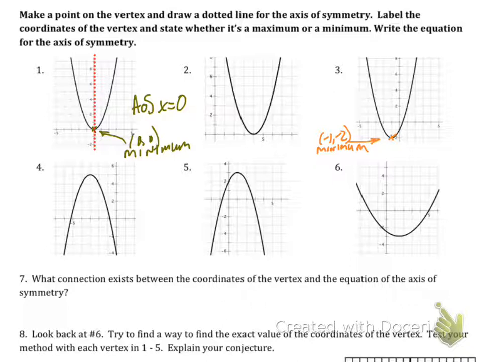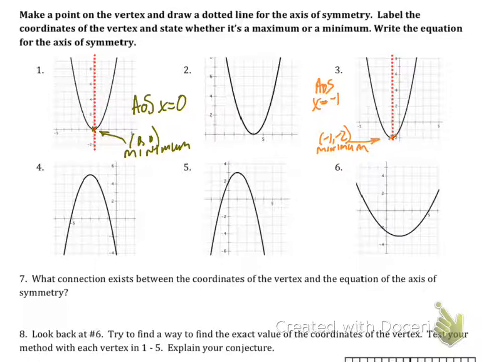Next up, we're going to draw our axis of symmetry. There we go. And that axis of symmetry, or AOS, is x equals -1. Because this line right here is crossing -1 through an infinite number of outputs.